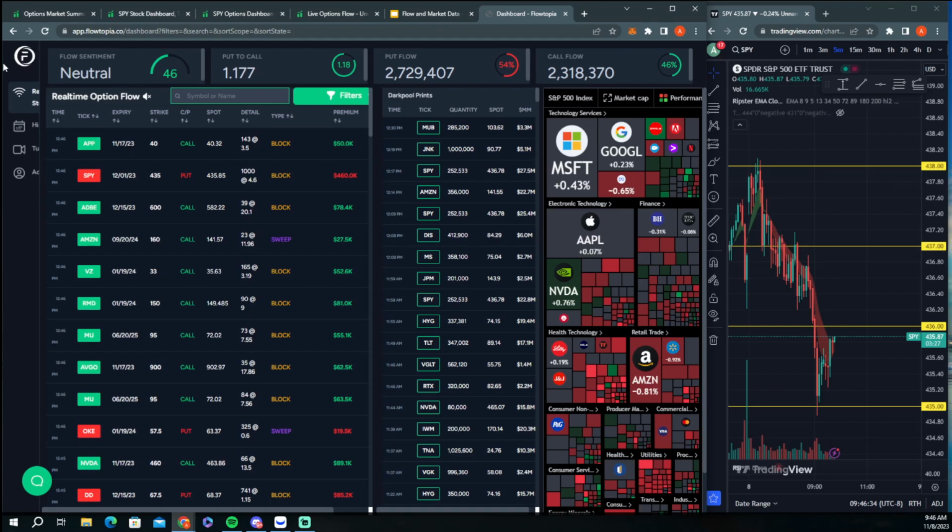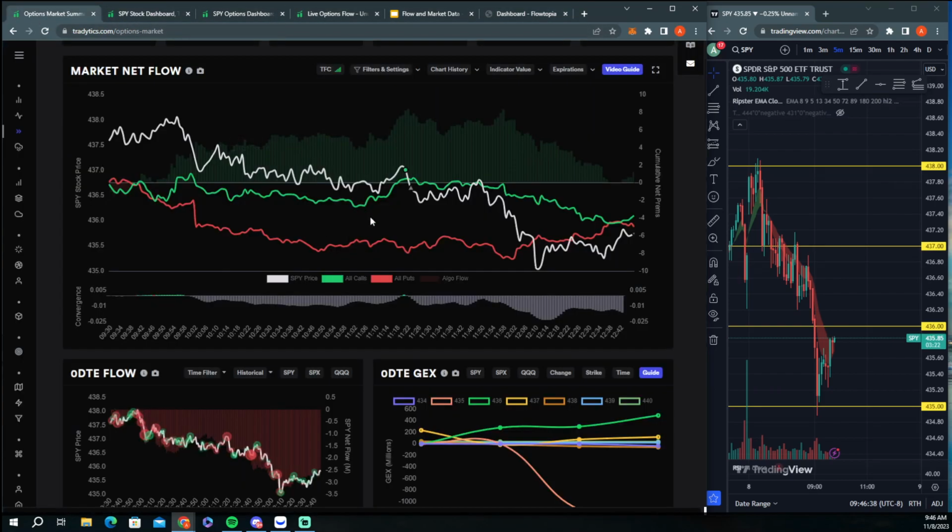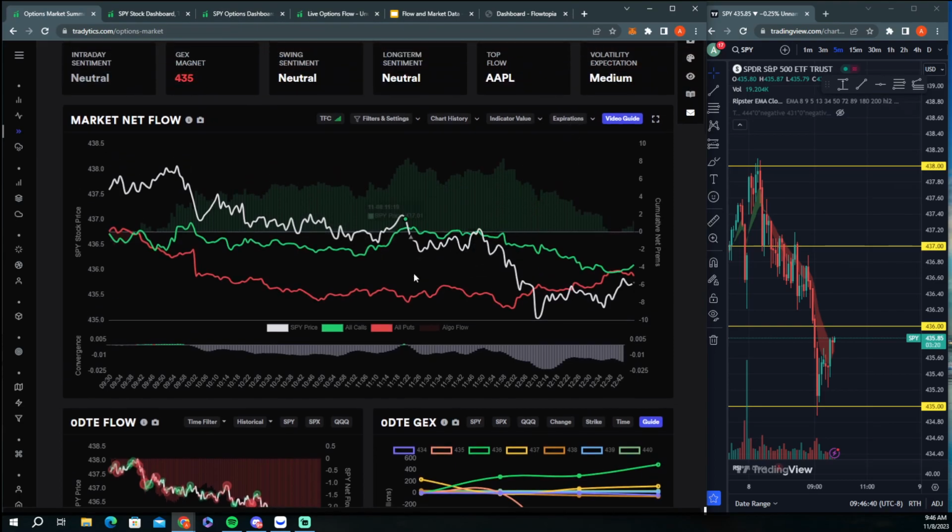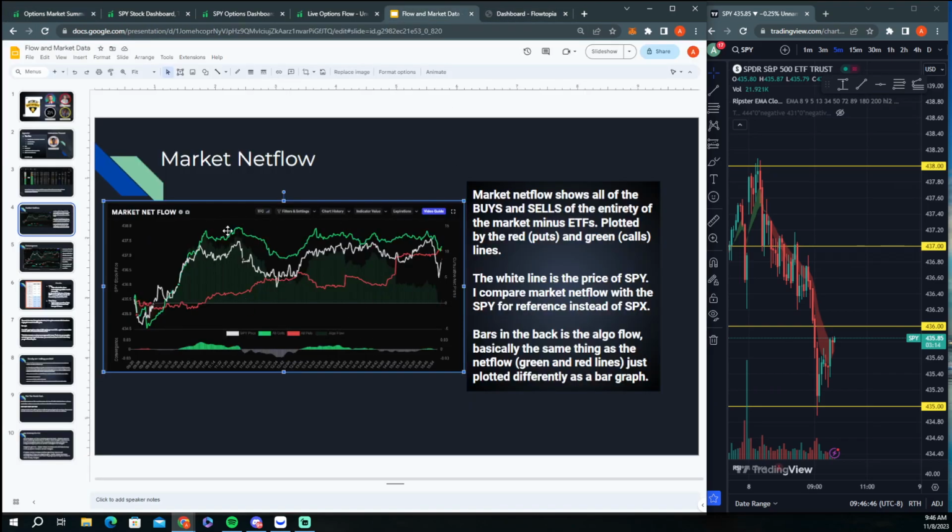Jamspoon, is it just 0DTE contracts that it measures? No. So this tool that I use, this is all expirations. I failed to mention that. So this market net flow tool that I use is all expirations. That's the default. So this is just today's flow, or sorry, yesterday's flow, this screenshot. So what I'm looking at here is all expirations. So all of the calls and puts bought or sold in the entire market yesterday, if that makes sense.